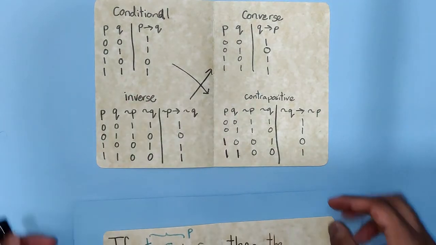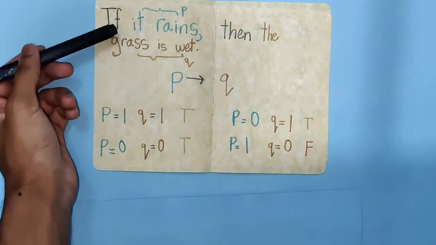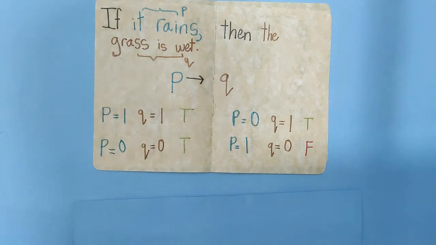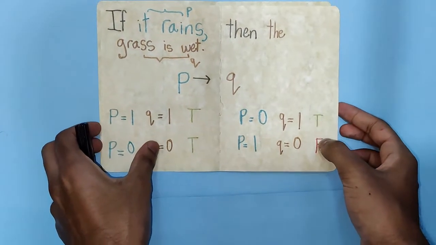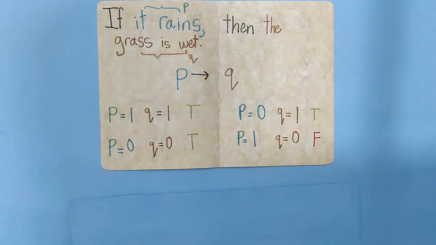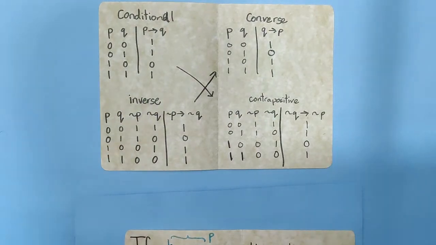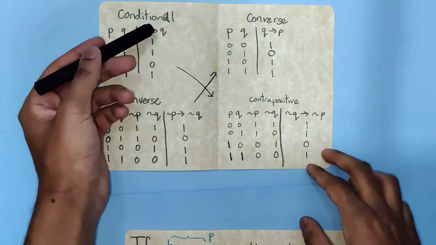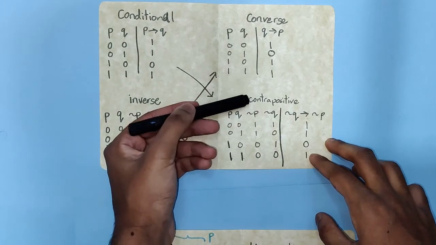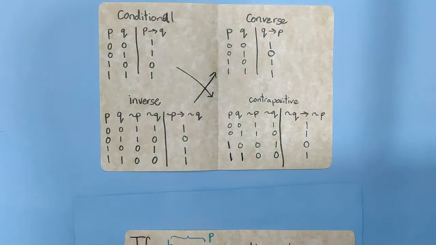It'll make sense. Let's take a look at the converse of this. We say, if the grass is wet, then it must have rained. That does not logically follow, because if the grass is wet, there are many sources that could have wet the grass. And the same can be said for the inverse. So again, when you have a conditional that makes sense, the contrapositive will follow that same logic. The converse and the inverse will not.